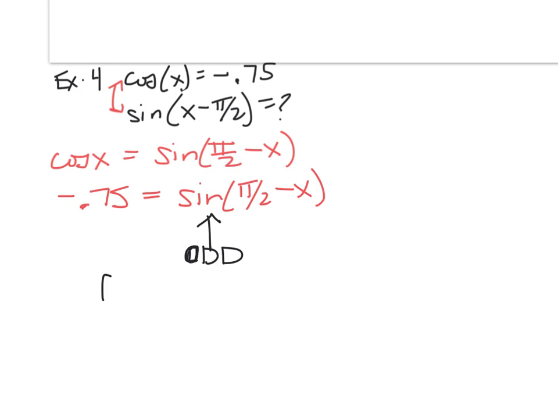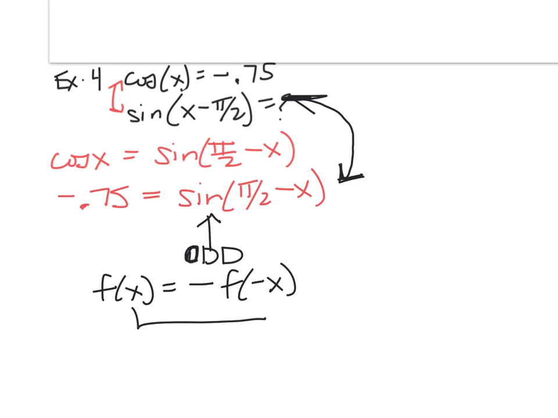So what do I know? That f of x is equal to the opposite when I put in the opposite. So because these right here are opposites, I know that f of x is equal to the opposite output. So if I put in opposites, I get out opposites. So I know that the opposite angle is going to have to give me the opposite output. So sine of x minus pi over 2 is going to equal the opposite, which would be positive 0.75.